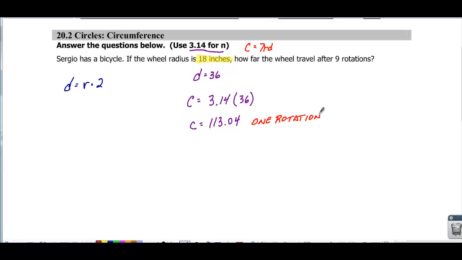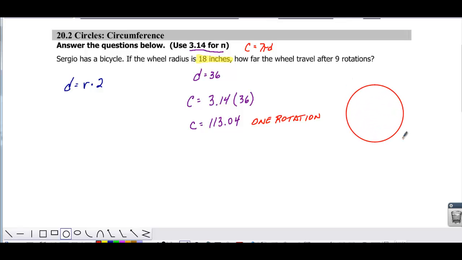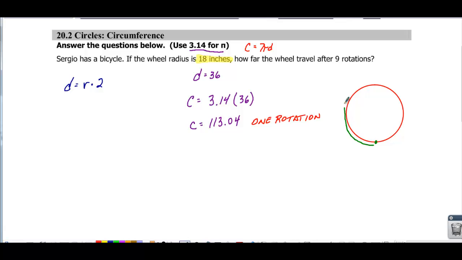Let's take a look at that idea. If we have the circumference, here's a wheel. Remember, circumference is the distance all the way around that wheel. You start at the point that's on the ground, and you go all the way around the wheel back to that point. What you have just covered is the circumference, which is how far that wheel would travel on one rotation.